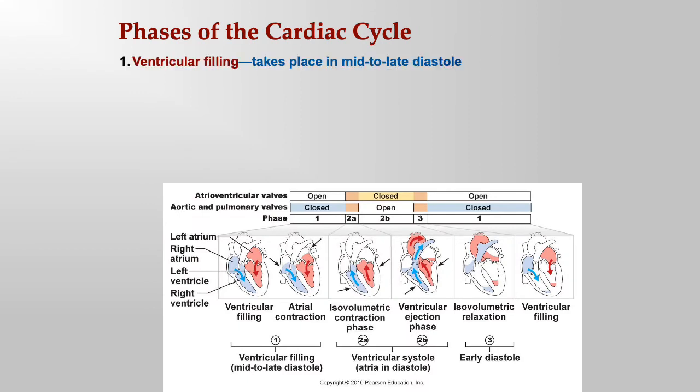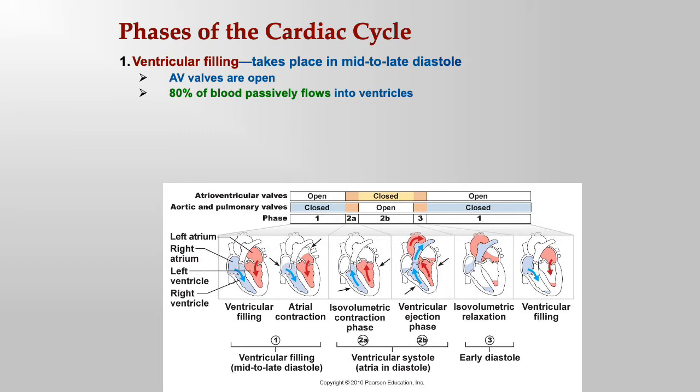Ventricular filling takes place in mid to late diastole. In other words, while the heart is resting, the ventricle is filling with blood. The AV valves are open. Remember, AV valves are normally open. As blood comes back into the atria, it simply trickles down through the open AV valves into the ventricle, all right? 80% of blood passively flows into the ventricles.